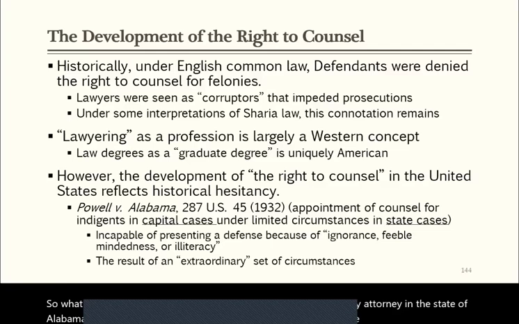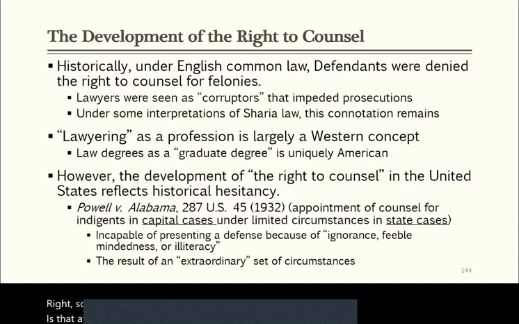But we get to the Supreme Court, and the Supreme Court says, okay, for people who are indigent, so they can't afford it, in capital cases, under limited circumstances in state cases, will you have the right to counsel. And so when we say capital cases, we're talking death penalty or life without parole, limited circumstances. So Powell v. Alabama said, look, only if these are present: it's a capital case, and the defendants are incapable of presenting a defense because of, quote, ignorance, feeble-mindedness, or illiteracy. So they can't read, which at this point in time, a lot of African Americans couldn't.